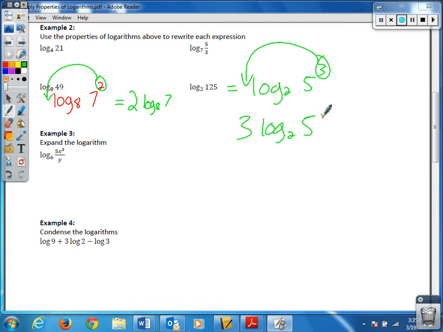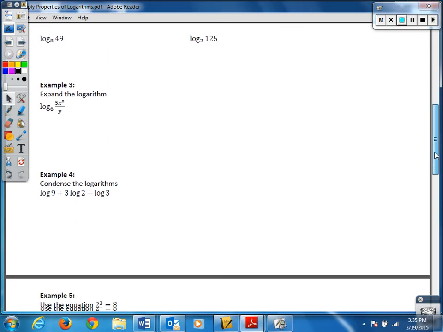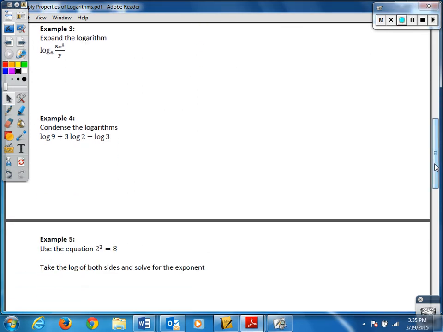In your homework, you're going to be asked to expand and condense logarithms. Let's talk about what that means. Expanding a logarithm means bringing it out, fleshing it out into as many logarithms as you can write. And so anytime you see multiplication, you can write that with a plus between logarithms. Anytime you see division, you can write that as a minus between logarithms.